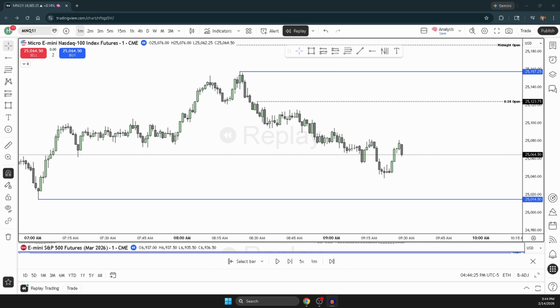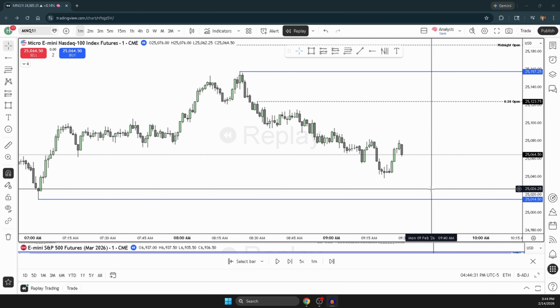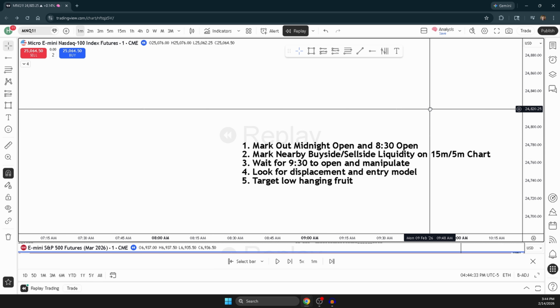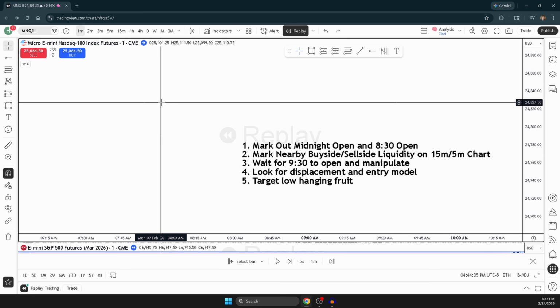This is a look at my 9:30 opening range trading strategy. First, before I break it down, let's go over the rules. So the first thing you do, get to your charts, you mark out the midnight open and the 8:30 open.